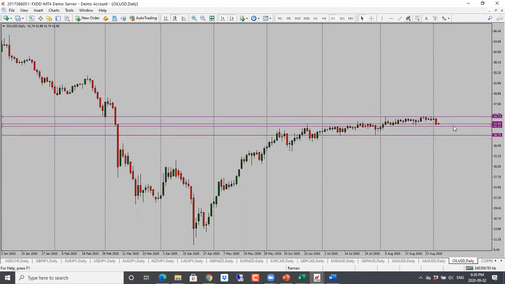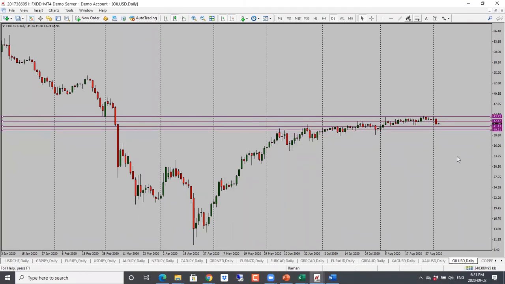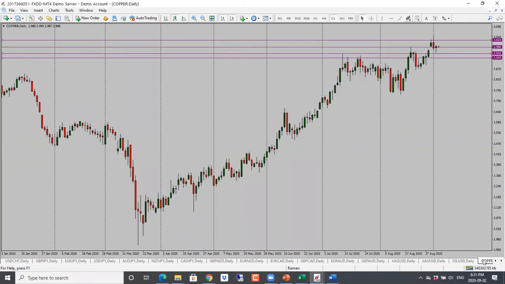Oil here, big drop in oil. So bias here is bearish still, and looking for a potential pullback into 42.50 and then a drop. So 41.10 is the first target, and then second target would be 40.20.